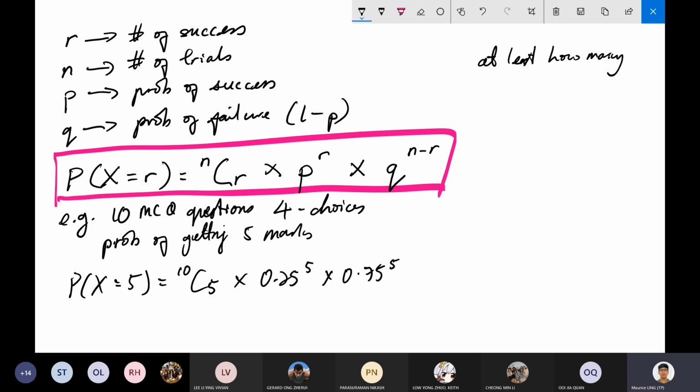Okay. At least how many? At least 6, or at most how many? Okay. Or all, or none. So you have to read the question properly. So we will come to that in question 2 and question 3.